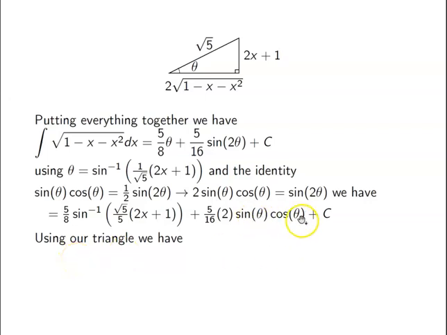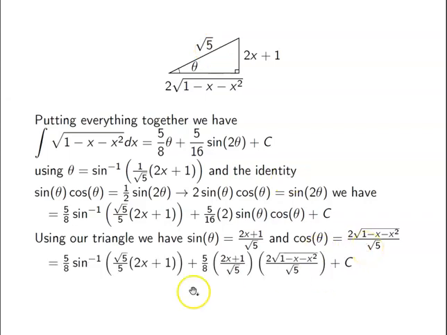Using my triangle, because I'm still in thetas now, right? These are in x, that's good, but these are still in thetas. So I want to change for my sines and my cosines. Sine is opposite over hypotenuse. Cosine is adjacent over hypotenuse. So now when I plug these in, 5/8 sine inverse, rationalized 1 over root 5 here, and then this 2x plus 1.